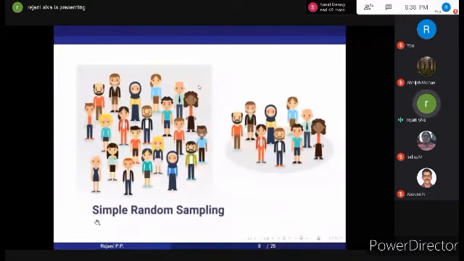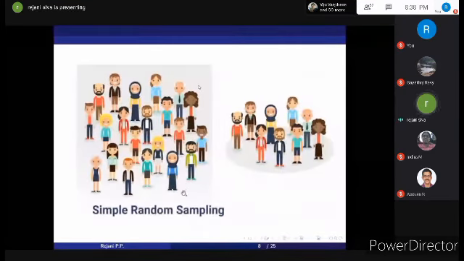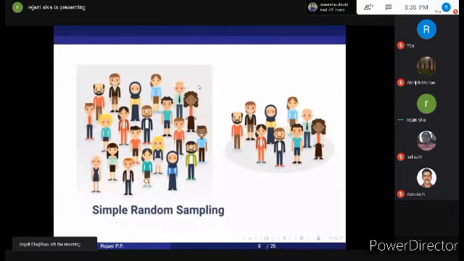The first one is simple random sampling. The method is very simple, isn't it? The name is that the method is too simple. Here we need the list of the complete population, and a subset of the samples or some study elements will be selected at random.